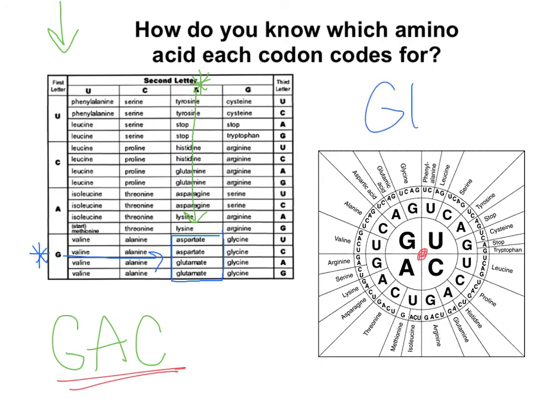Let's say, for example, we did another one, GUU. If that was our codon, over here I would start with this G, go to this U, and go to this U, and find where they all intersect, and that would be valine. If I come over here and do GUU, I start with this G. I have to stay in this box because I can't cross over the lines. I go to this U, and this U, and I find that it is valine again. So whichever chart you use, you should get the same answer because it should code for the same amino acid.